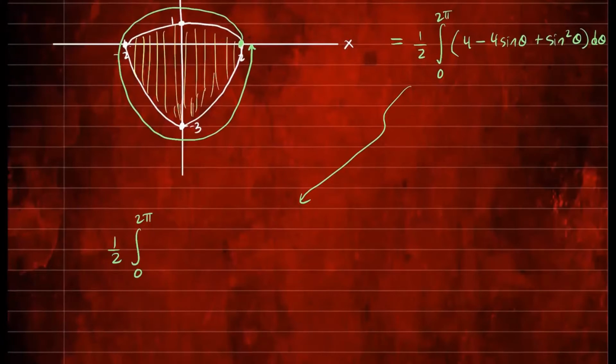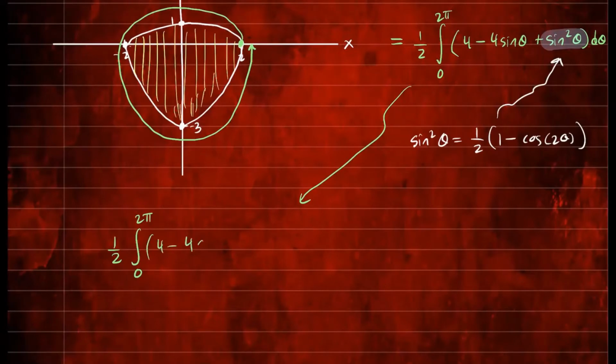And now I'm going to replace this with an identity. So sine squared theta, recall that you can replace that with 1/2 times 1 minus cosine 2 theta. So that's what I'm going to replace right in here. So our integrand becomes 4 minus 4 sine theta. And now replacing sine squared with this identity.